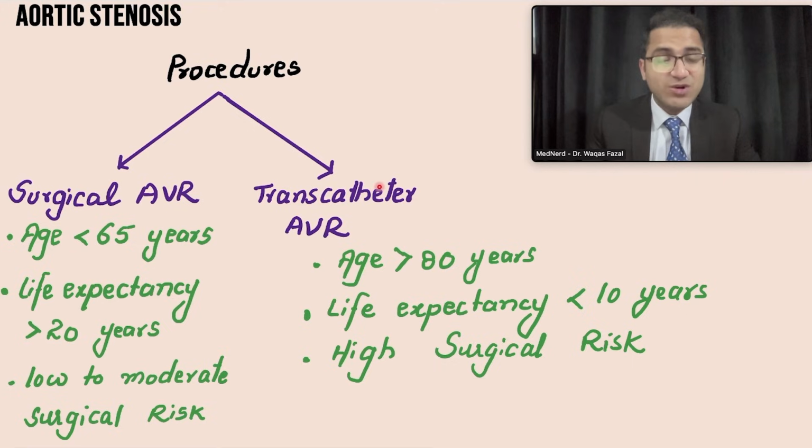Therefore, transcatheter aortic valve replacement is done in those patients where you cannot go for surgical aortic valve replacement, like patients aged greater than 80 who cannot tolerate surgery, life expectancy less than 10 years, or high surgical risk.